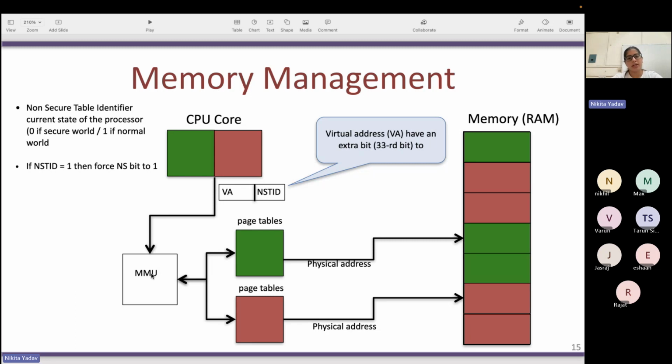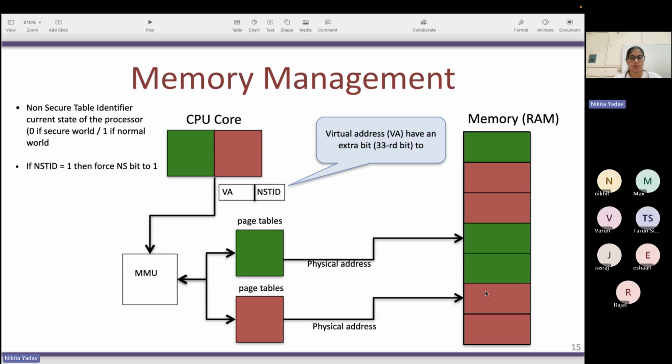Now here, what the MMU does is that if you give it a value 0, then it is going to select the page table for the normal world. And these page tables can only translate your virtual address to a physical address belonging to the normal world memory.